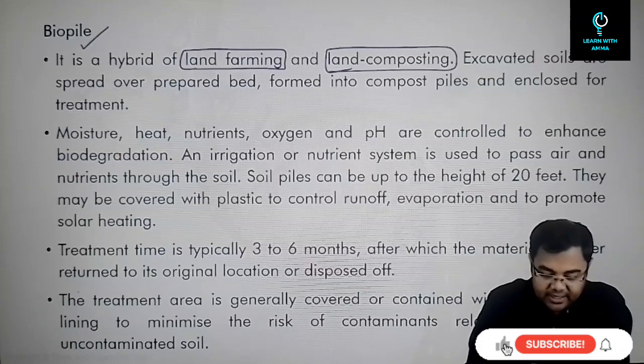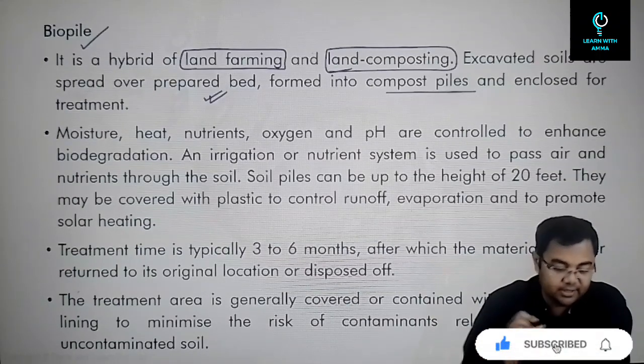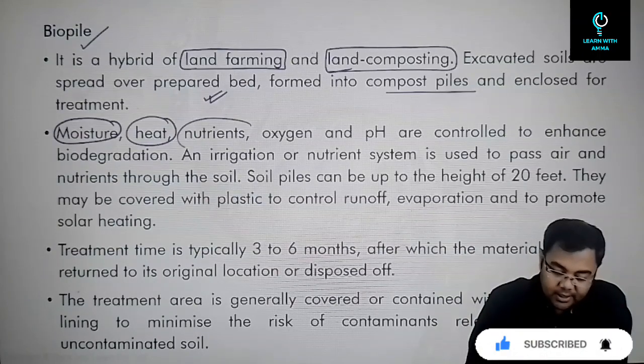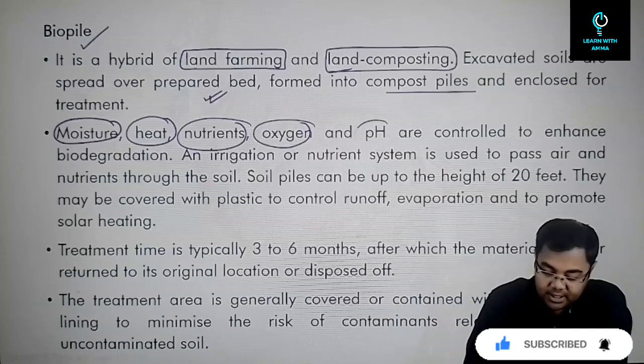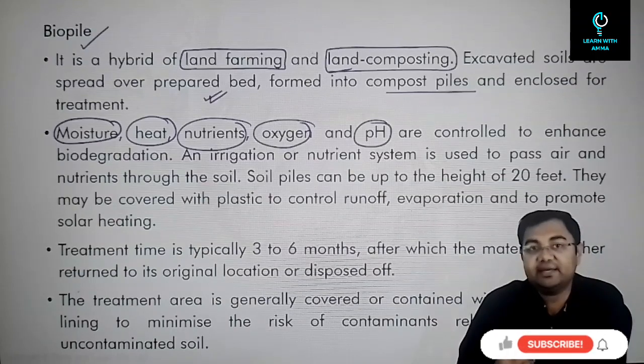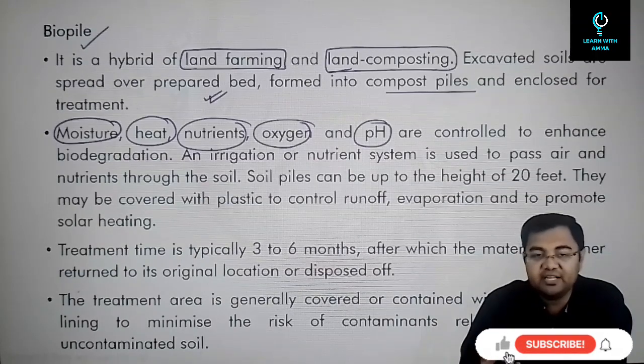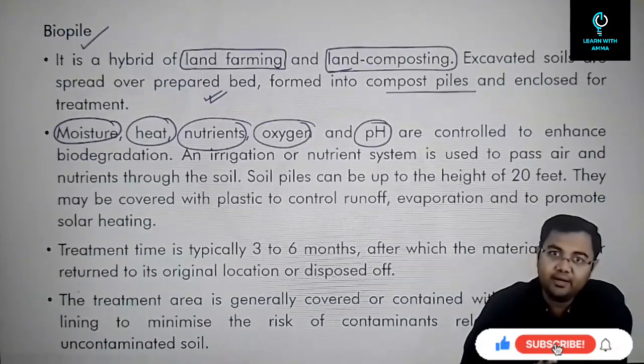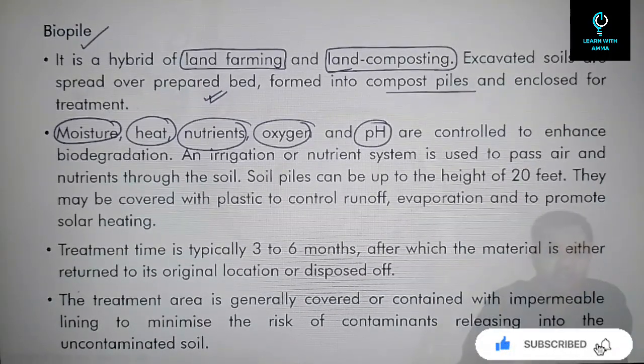So excavated soil is spread over a prepared bed, formed into compost piles, and then enclosed for treatment. So what kind of treatment? Moisture, heat, nutrients, oxygen, pH, all these will be controlled so that the bioremediation technique can be enhanced. And this process will be carried on for 3 to 6 months, and then after that it will be brought back to the original location.